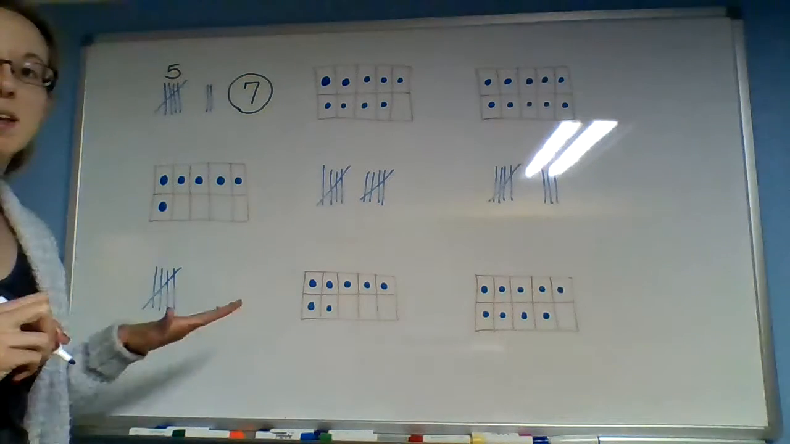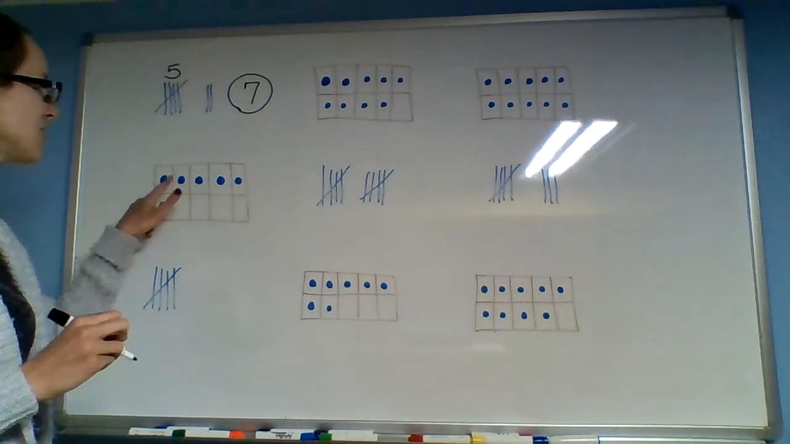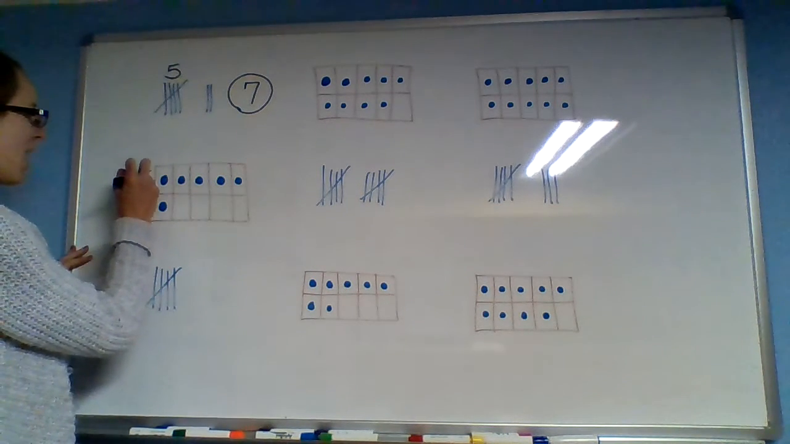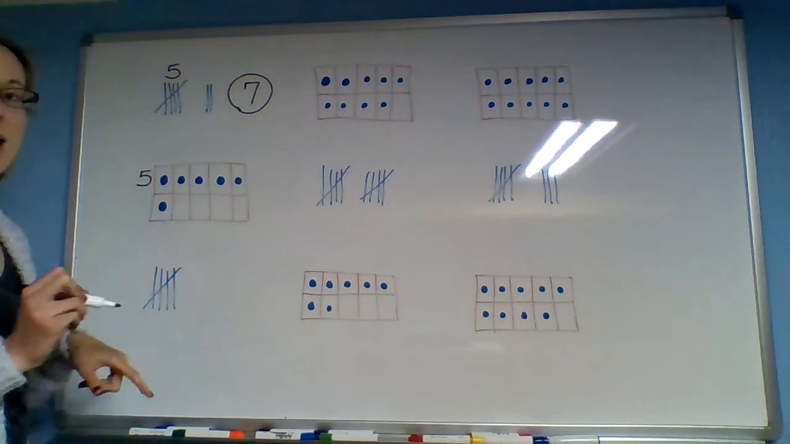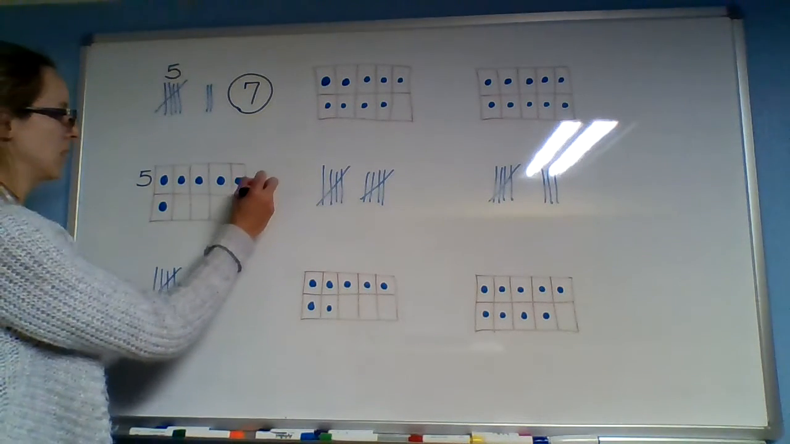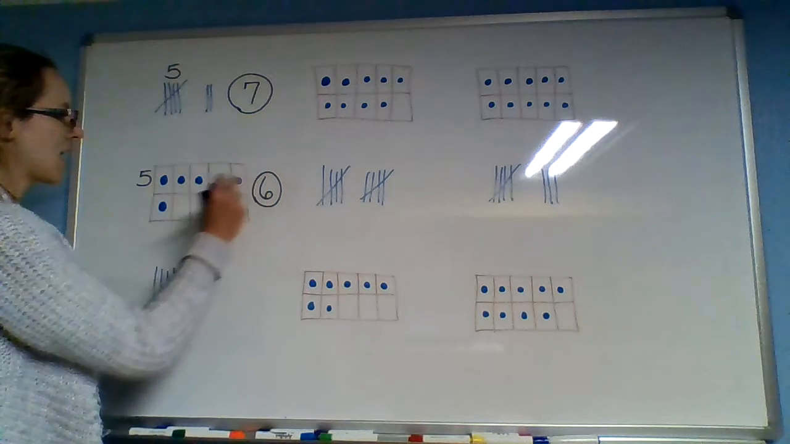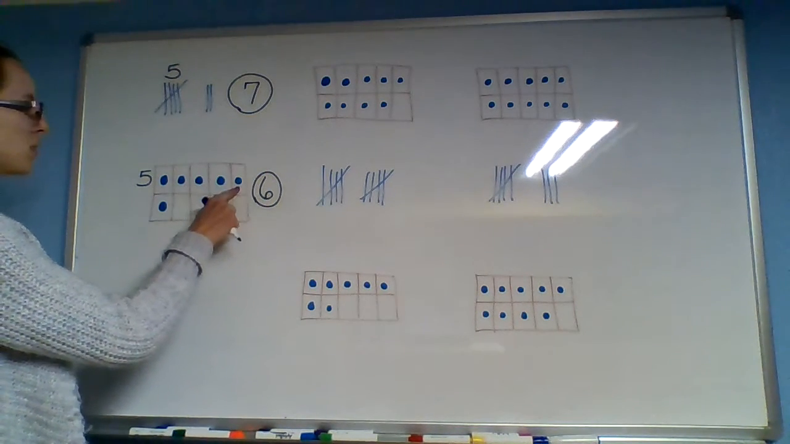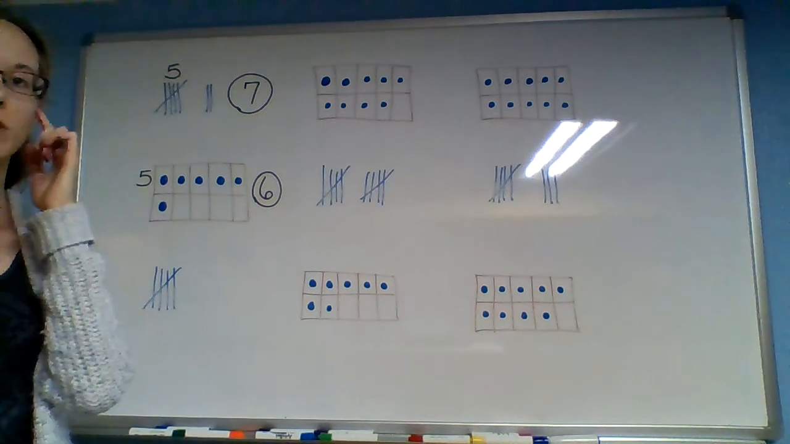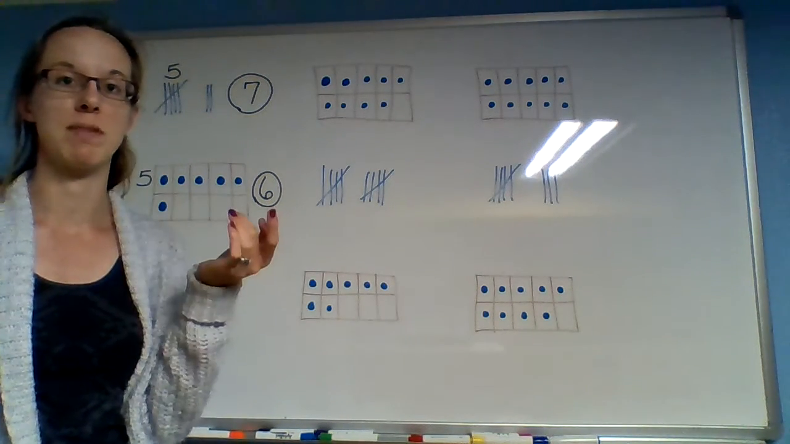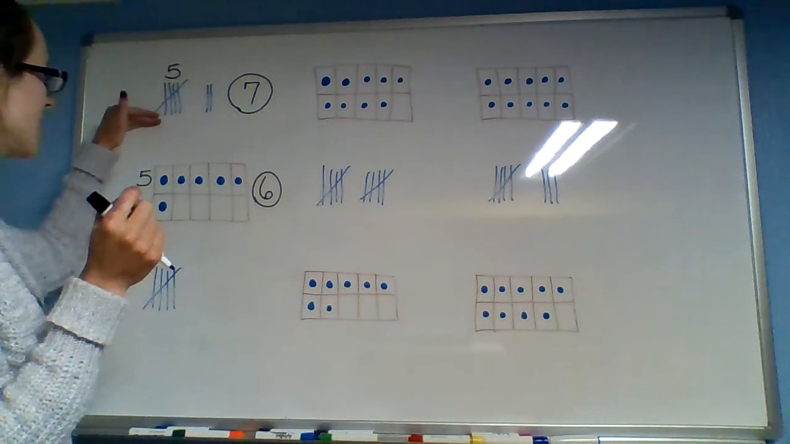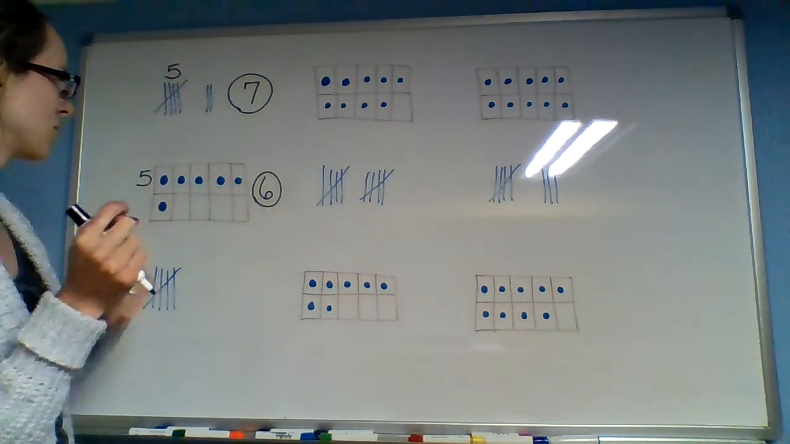I can do the same thing in one of these 10 charts. If I see that one whole row is filled in, I start at 5, and then I just add on how many more are in the next row. So 5, 6. I'm saving time of counting all of these individually and counting all of my little lines individually by remembering what groups of 5 look like in these two number representations. So a group of 5 looks like either 4 lines and a slash or 5 dots in a row.